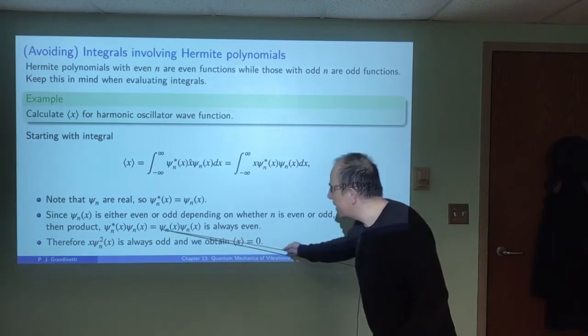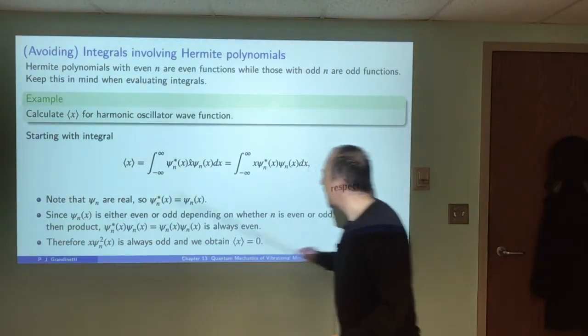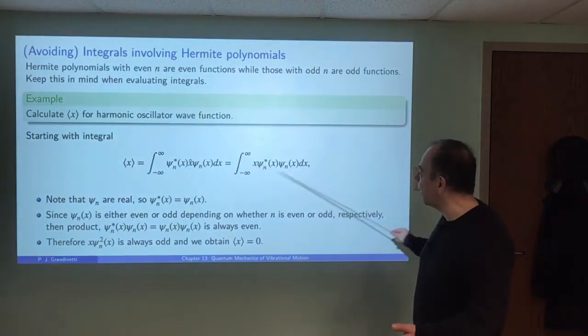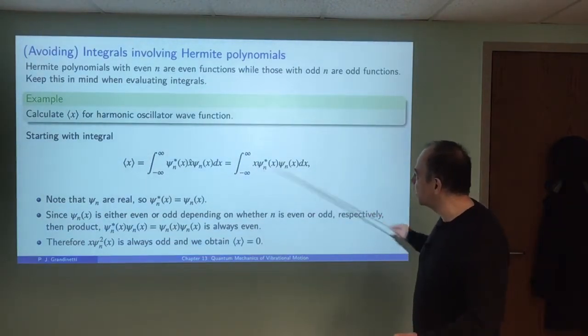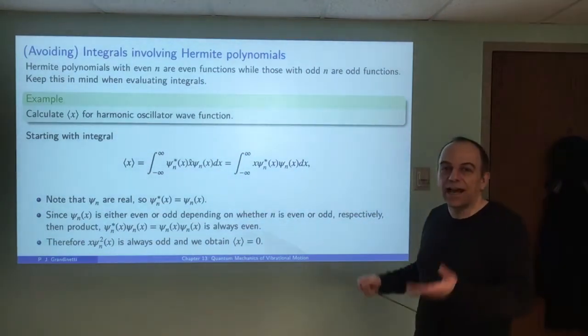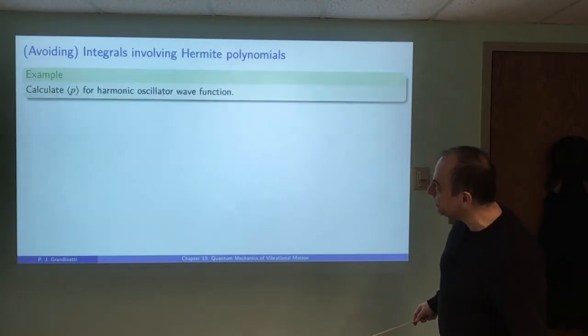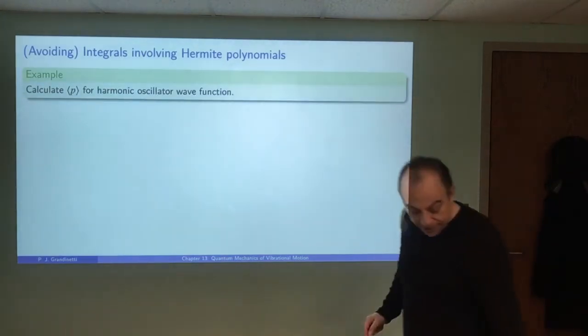Okay, so this right here will always be even, but once we multiply it times x, we turn the integrand into an odd function, and so this will go to 0. I didn't do any work. I didn't plug in any wave function. I could tell right away that this integral was going to go to 0. Okay. Let's try that for the momentum operator.